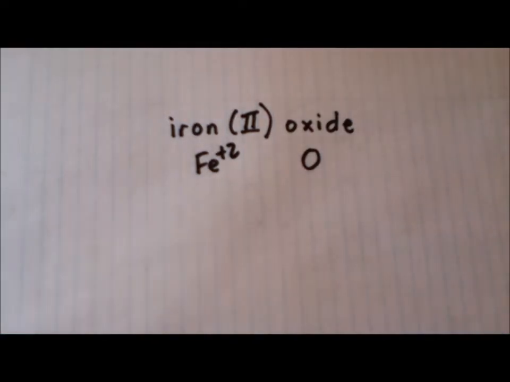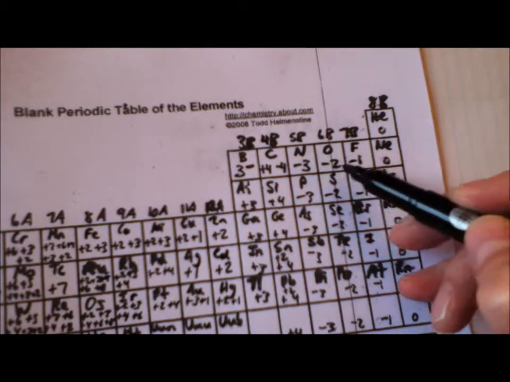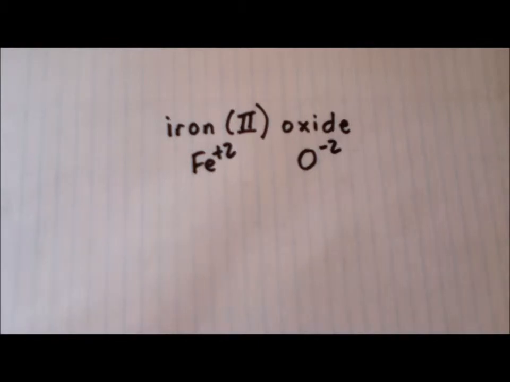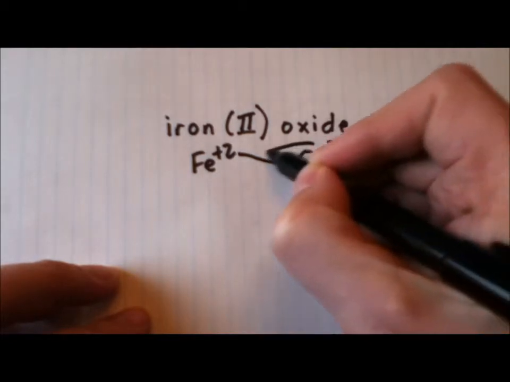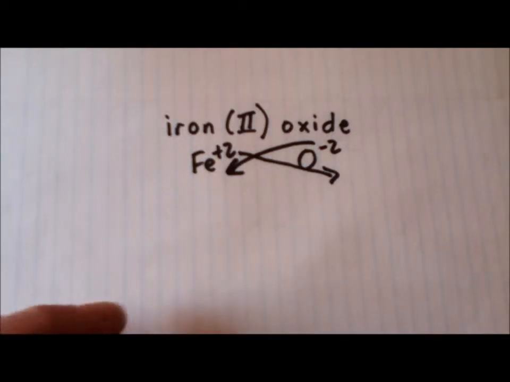Oxide, we look for oxygen. There it is right there. It's a nonmetal, has a charge of -2. So there we are. The next step, K, crisscross the charges to make subscripts. Again, the charges go down to the opposite metal or non-metal to the bottom right.